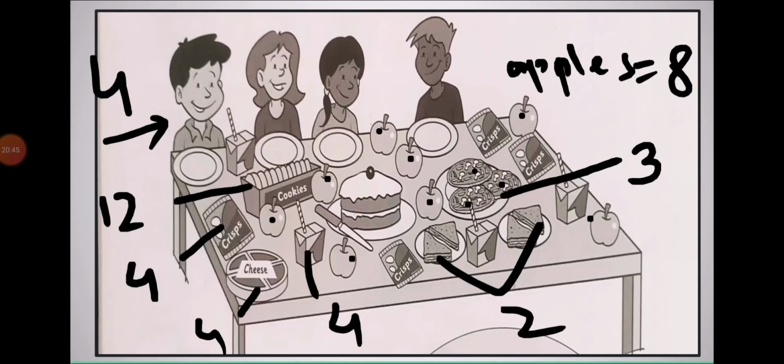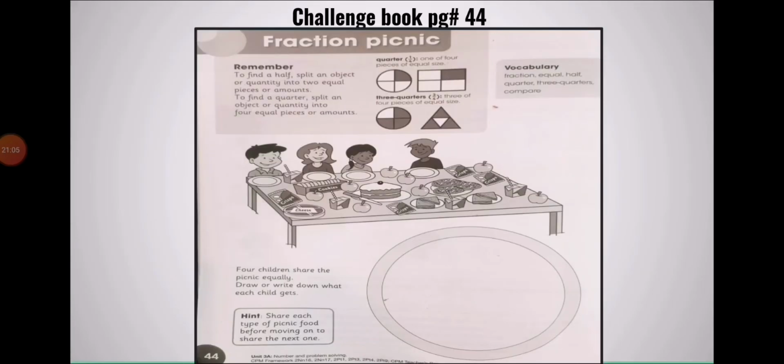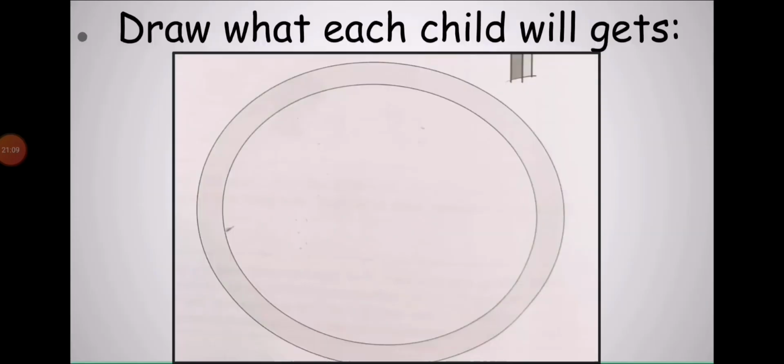Now what we will do, we will divide it among 4 children equally. And for this we will use a division sentence and we will use a fraction. I will tell you how to write the division sentences and fractions. And after that you will draw in this plate. You can see it at the end of the second half of the page. It's a plate here. You will draw in this plate all the food each will get. So you will ready only one plate.